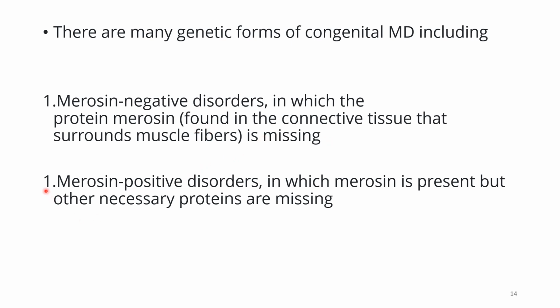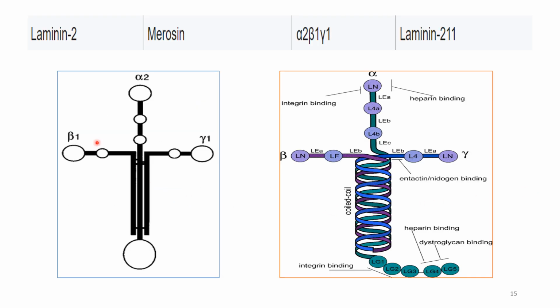This is the second one. The second one is merosin positive disorders, in which merosin is present but other necessary proteins are missing. So this is the laminin 2 or merosin.